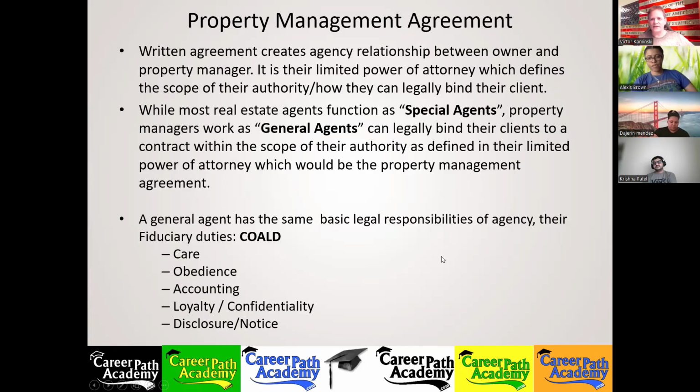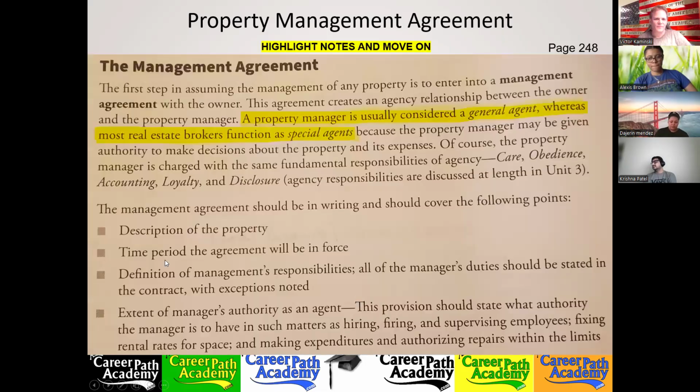Their power of attorney. And what is their power of attorney? Their property management agreement. Okay, but they have all the same fiduciary duties as a special agent would. Remember those from way back in chapter 3: care, obedience, accounting, loyalty, and disclosure. So let's highlight on page 248, the property manager is usually considered a general agent, whereas most real estate brokers function as special agents. We also went over that back in chapter 3.